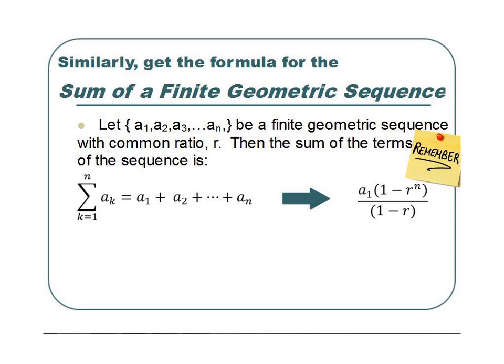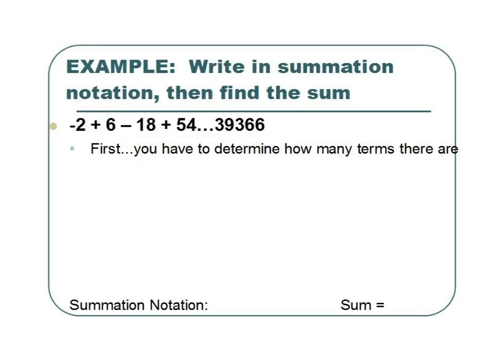Looking at this one, we've got several things that we still need to know before we can use it. We've got to know the first term, we've got to know the common ratio, we've got to know how many terms there are. Let's try one. Looking back at the previous page, look at that formula. You need to know the first term. We've got it. It's -2. We have to know the common ratio. We could figure that out.